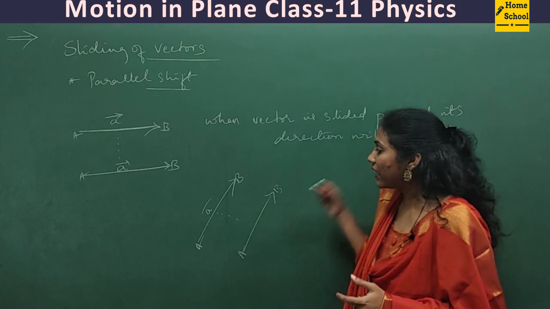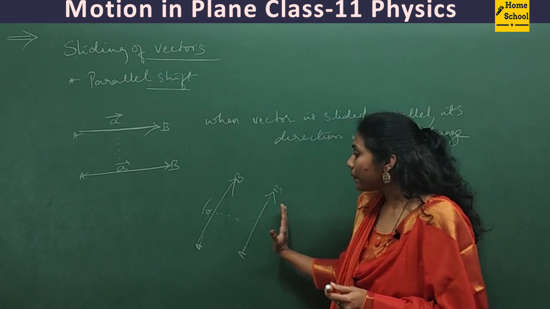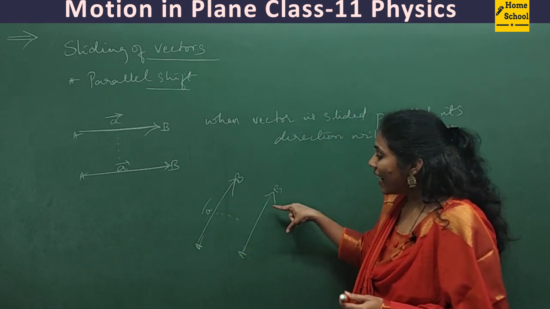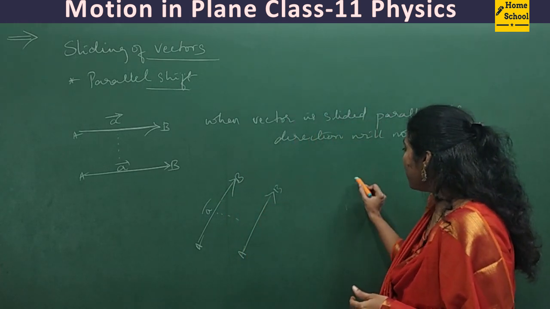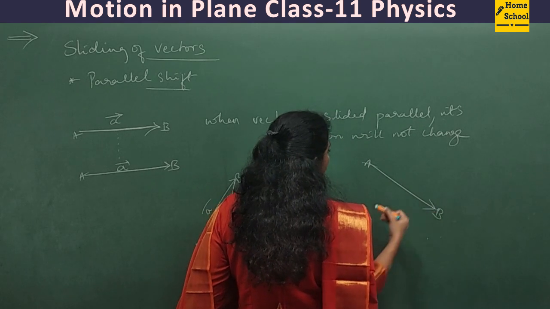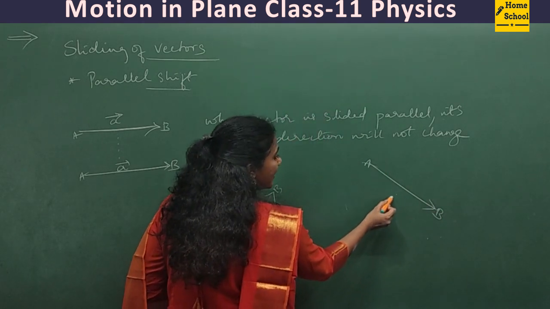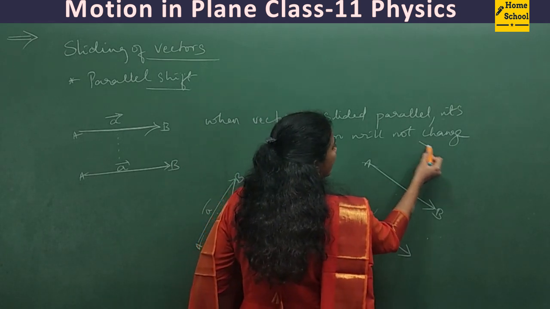Okay, it's not a different vector, it is the same vector. As long as you slide a vector parallelly, its direction and magnitude will never change. Say, for example, this is some vector AB, and I can shift this vector here, I can also shift this vector here.